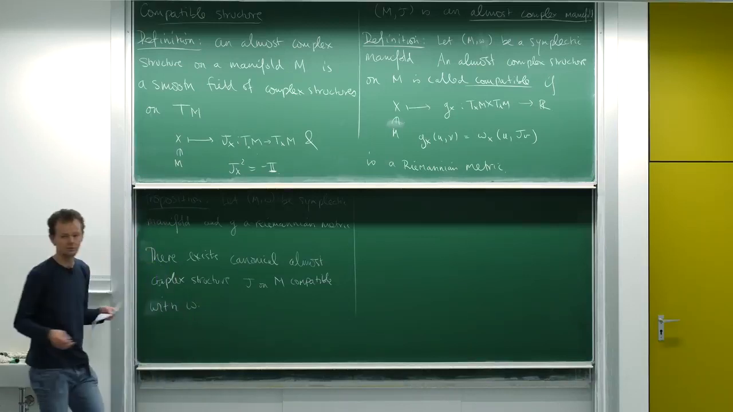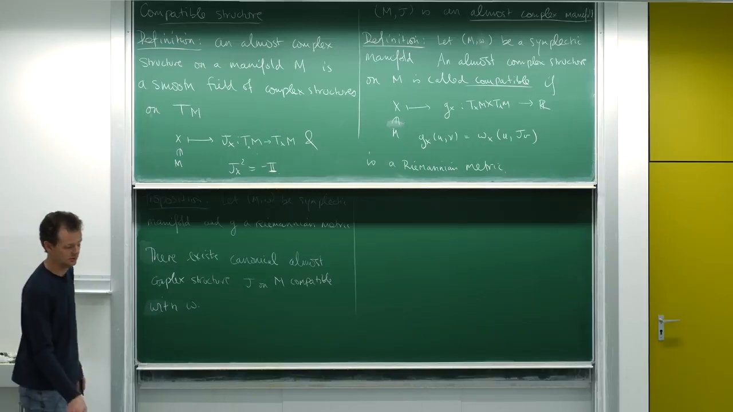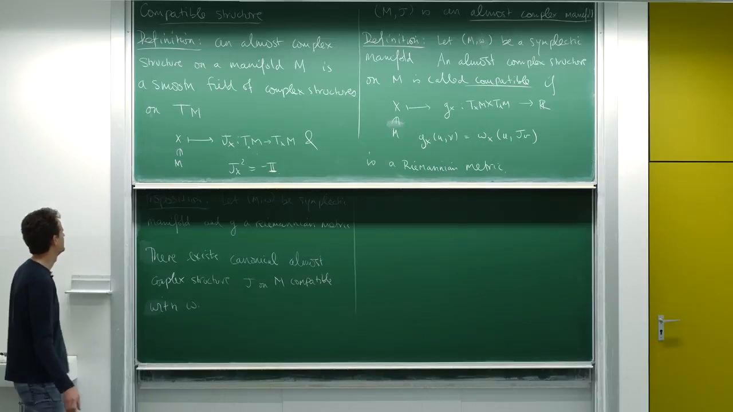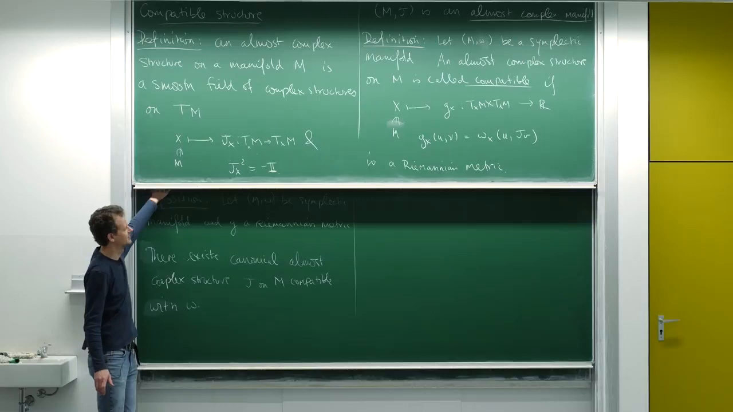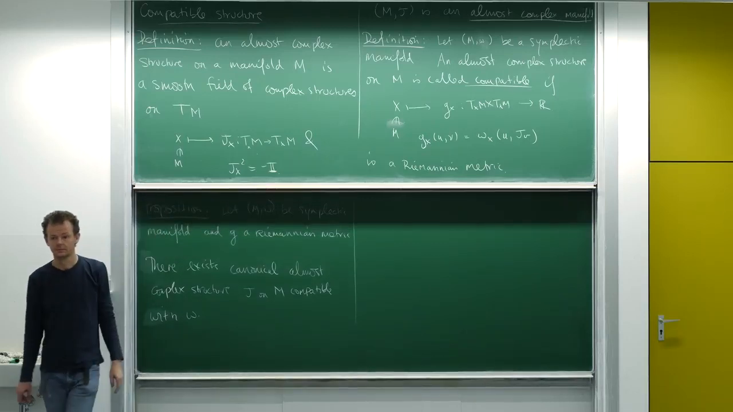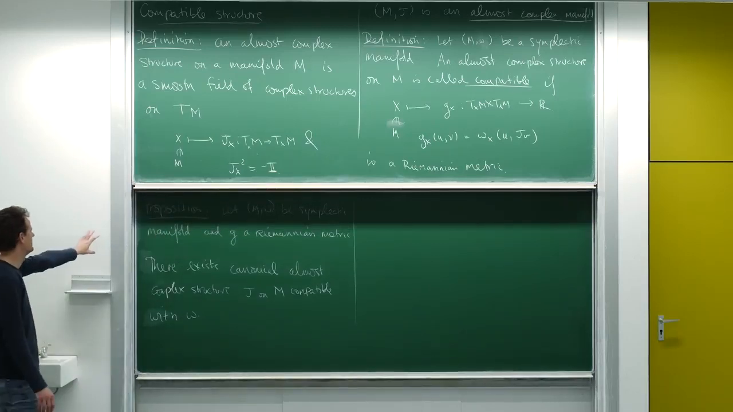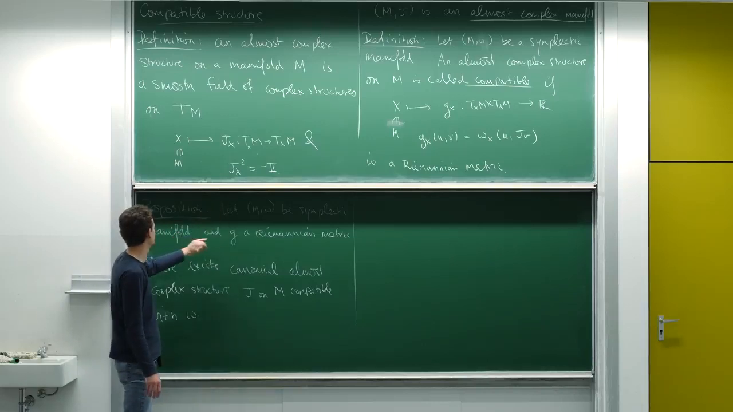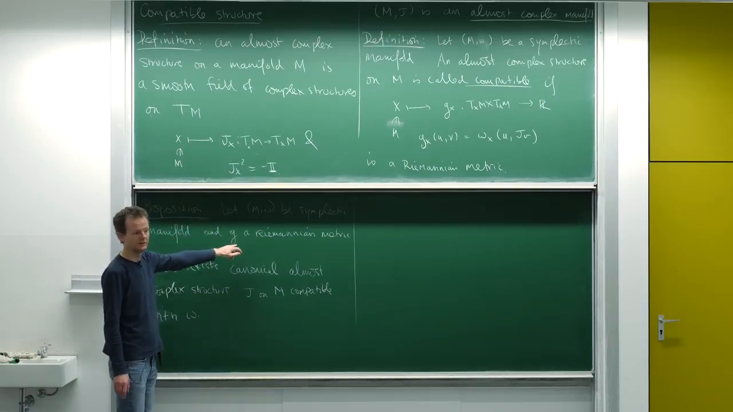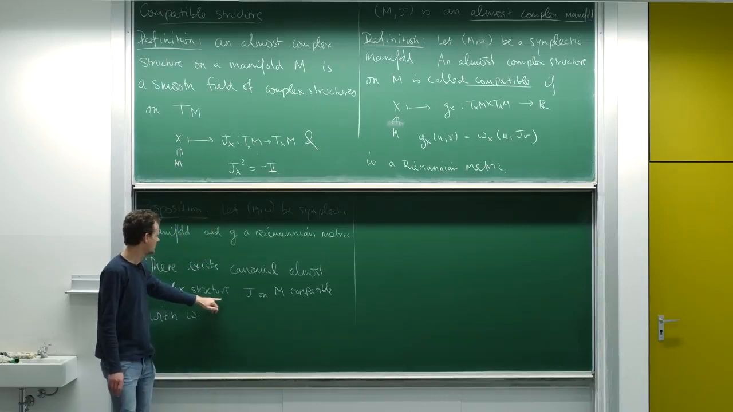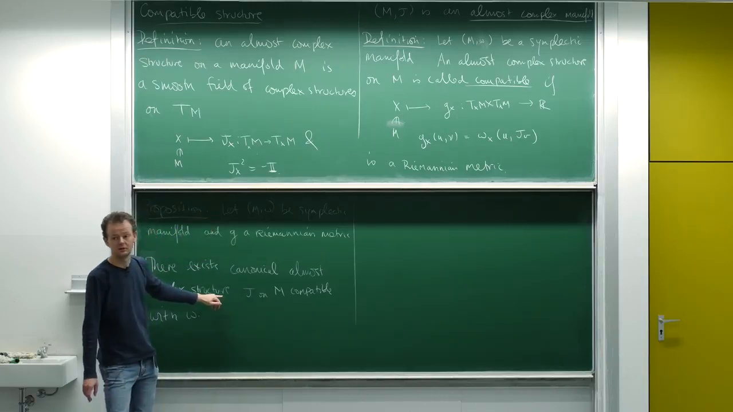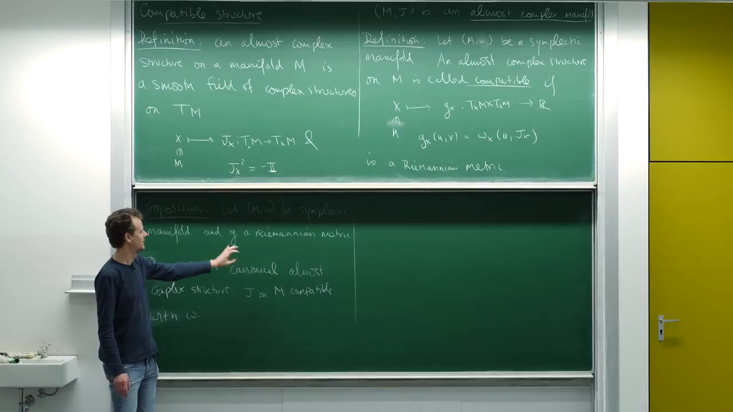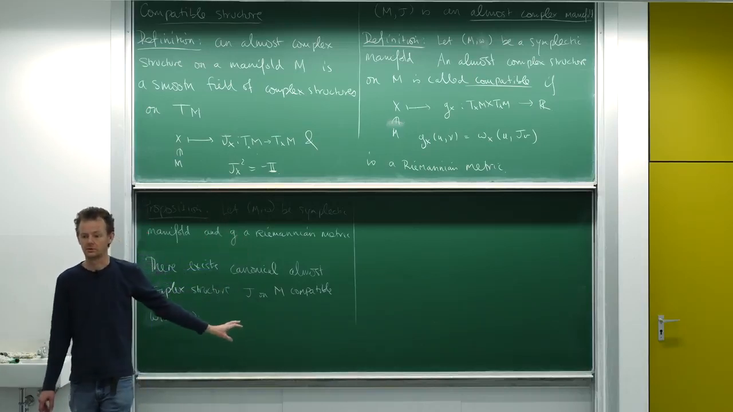I'm not going to do the proof of this proposition, although I hope you can imagine how it might go. So the particular instance that we're going to take is that we suppose we have a symplectic manifold with a Riemannian metric, then that gives us a canonical complex structure J on M. We could have taken different pairs, but this is the one we're going to go with today.